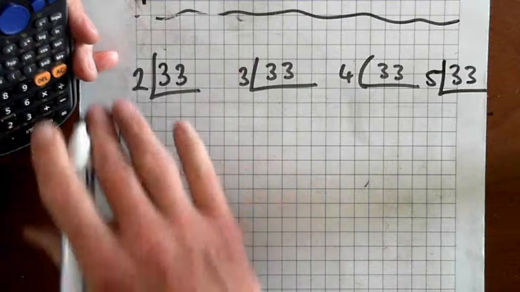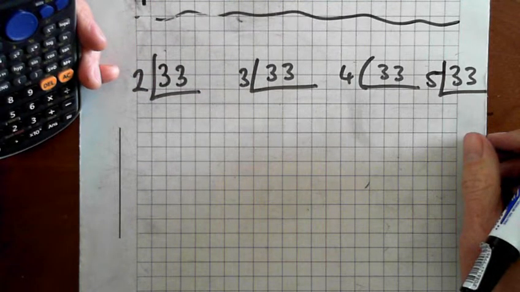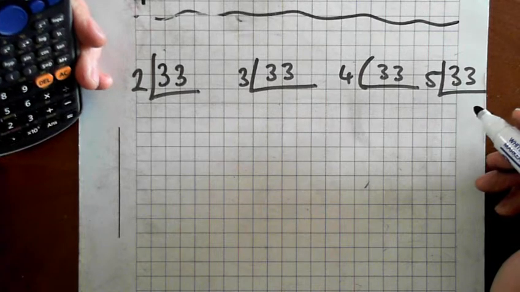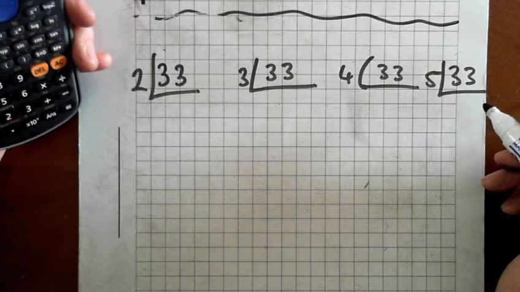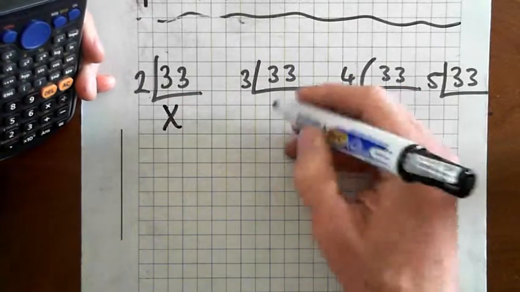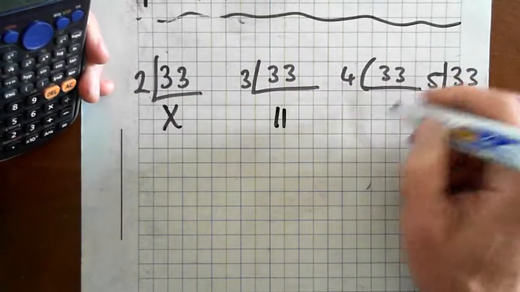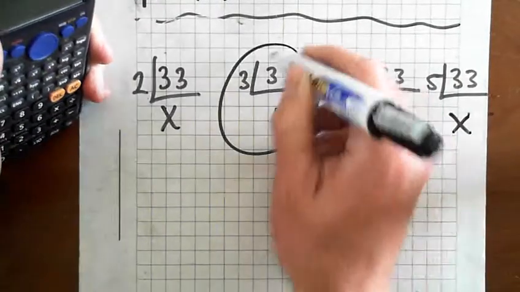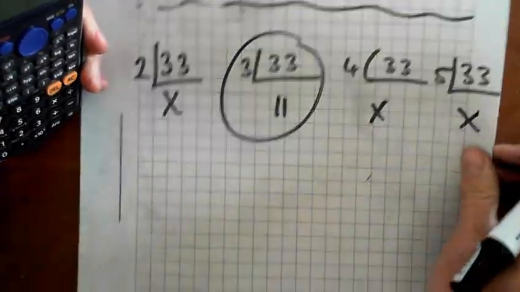Alright, if all of these won't divide in, it's a prime number. If any one of these will divide in, it is not a prime number. Will 2 divide into 33? Will 3 divide into 33? Yes. Will 4 divide into 33? 5? Alright, one of them was successful at least.